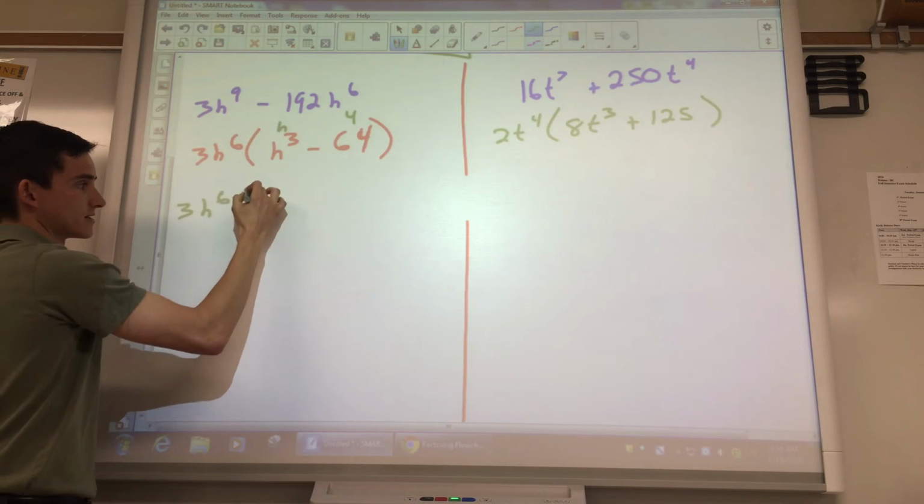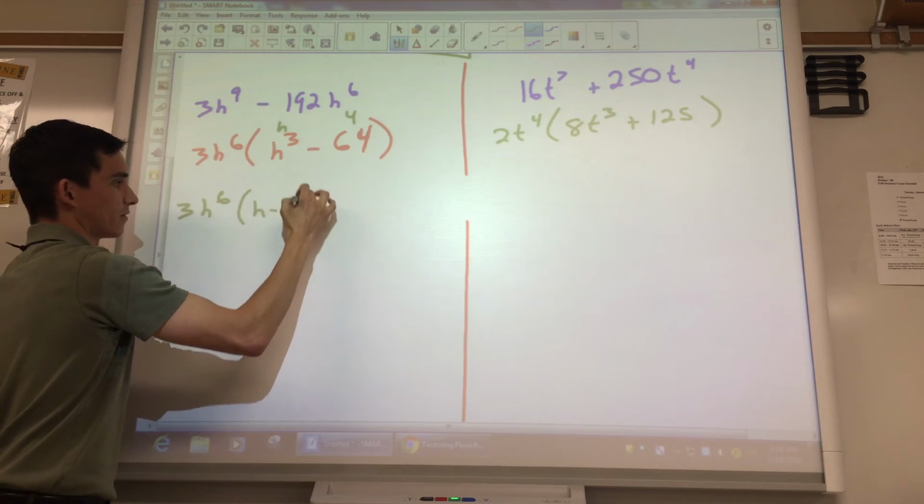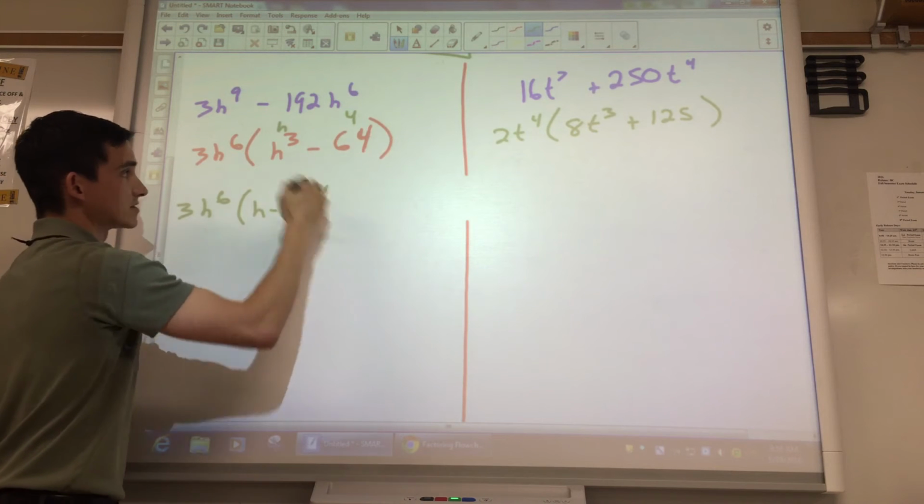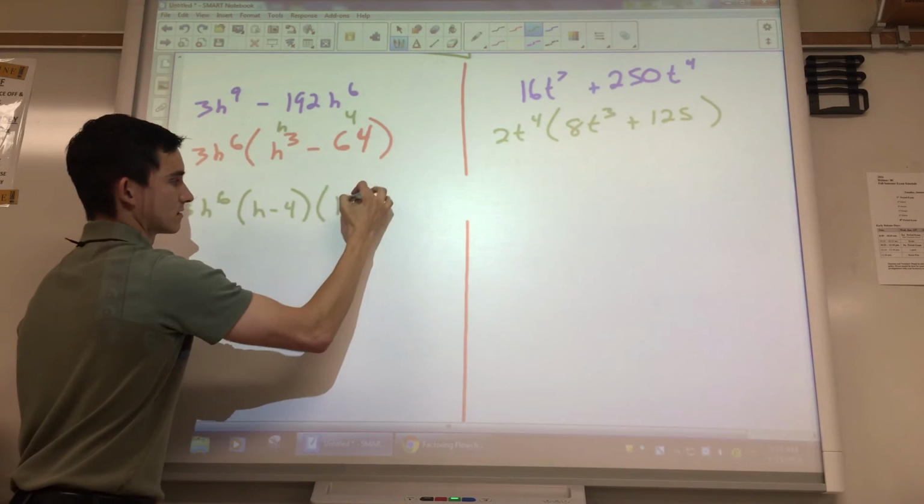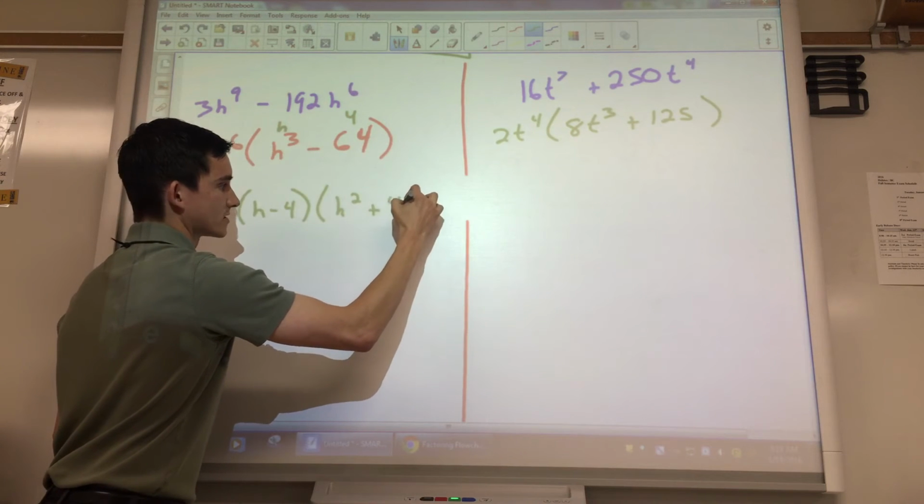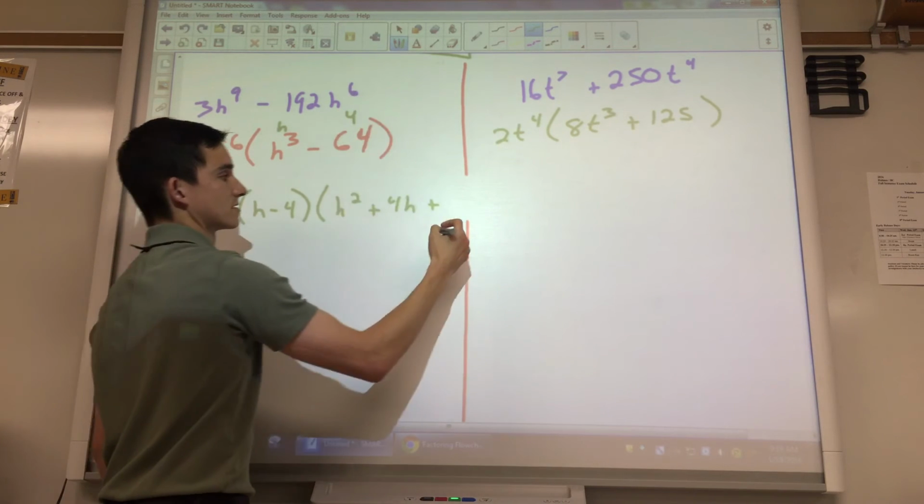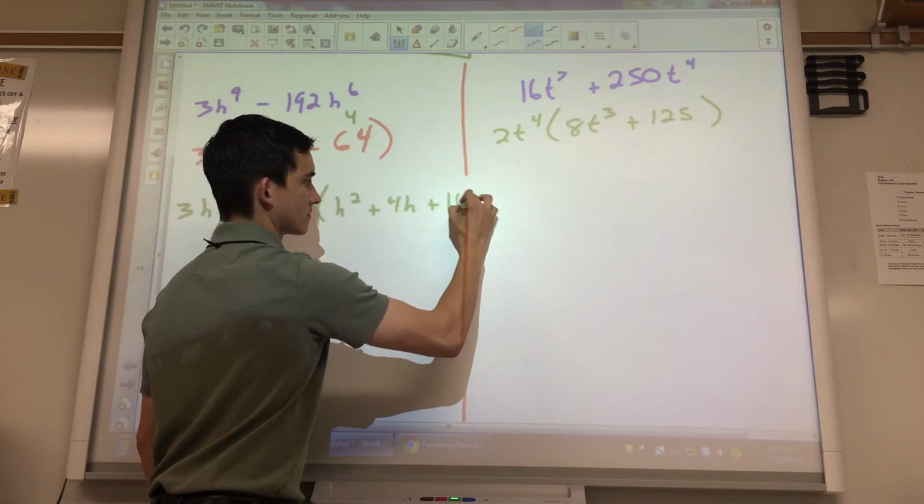Okay, so the formula was a minus b, so it's h minus 4, a minus b, times a squared, so h squared, plus a times b, so that's 4 times h, and then plus b squared, so that's 4 squared.